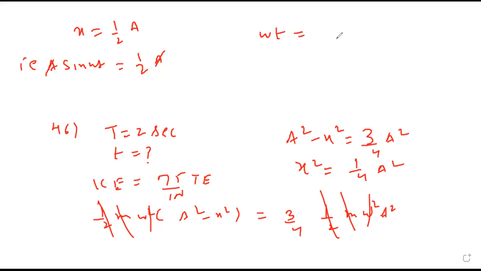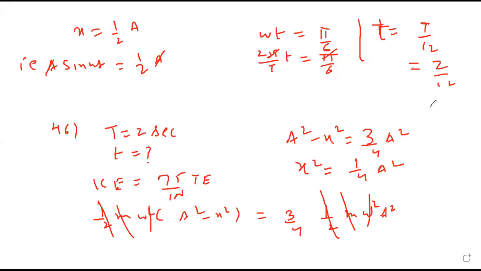What is sine inverse of half? Sine inverse half is 30 degrees, in radian pi by 6. So 2 pi by time period into t is pi by 6. Therefore t equals T by 12. T by 12 means 2 by 12, that is 1/6 second. Solve.